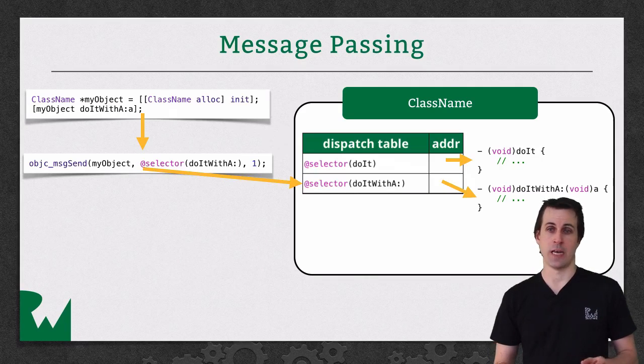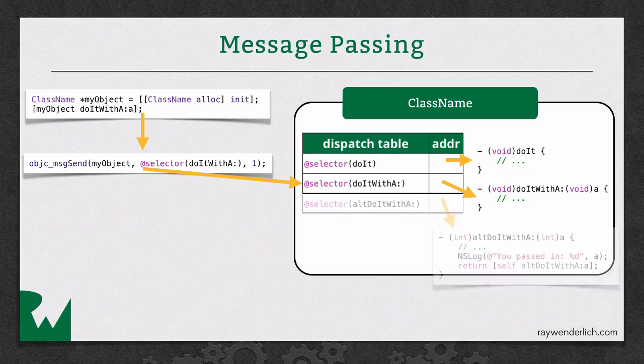So this usually is not the bottleneck of your application, but instead it actually lets you do some very cool things. This is how categories work. Let me show you an example of what this lets you do. Say you add a category to an object, and what that's actually doing is adding another entry into the dispatch table for the new method you're adding. So in this example, another method was added to the object called altDoItWithA, and it points to the category's implementation of that.